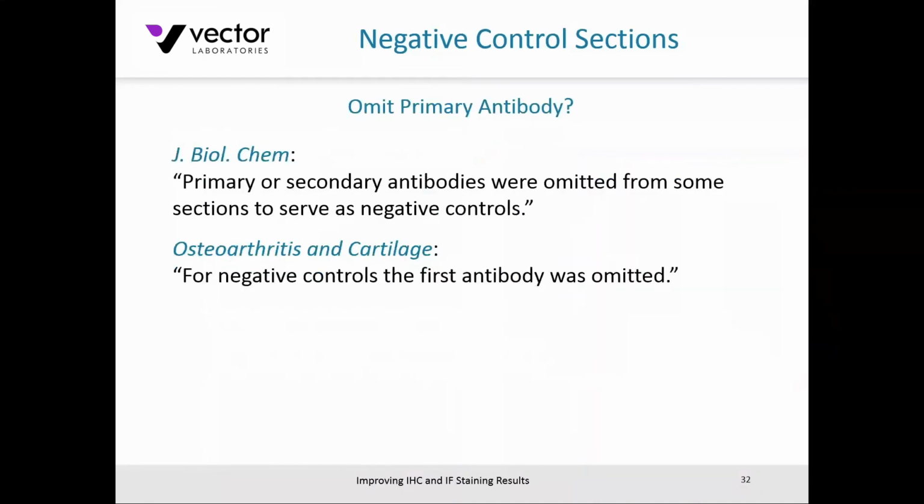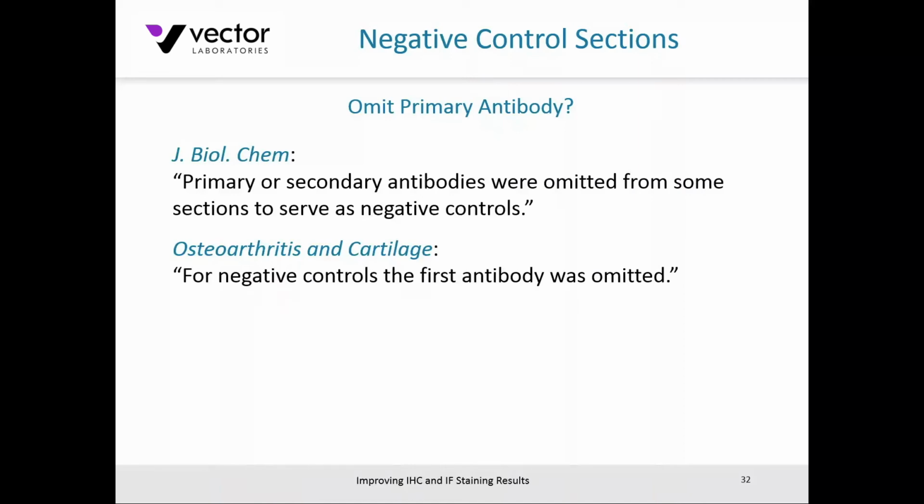Now, there might be some end users out there who are saying, you know what, we have this covered. We simply omit the primary antibody, and others have published on this, so we're good to go. And I've showcased that, yeah, I'm aware of that. Certainly in these two publications, JBC and Osteoarthritis and Cartilage, the authors clearly indicated that they simply omitted the primary antibody as their negative control.